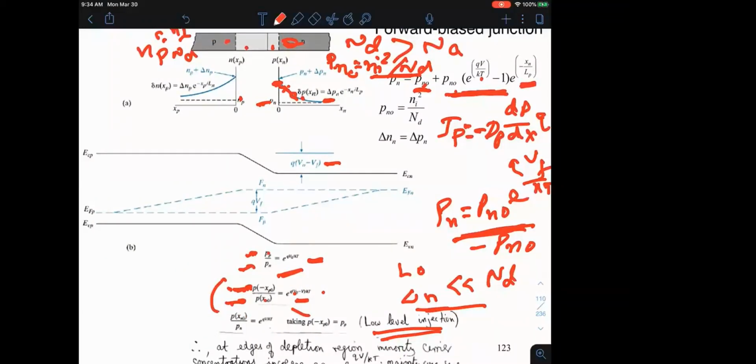Okay, so that's my delta P over here, excess over this PN naught to begin with. Okay? And that's going down exponentially with distance, provided the length of this region is much, much longer than the diffusion length of the holes in the N side.